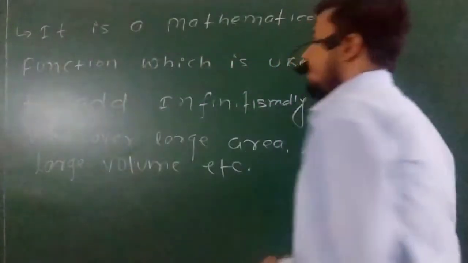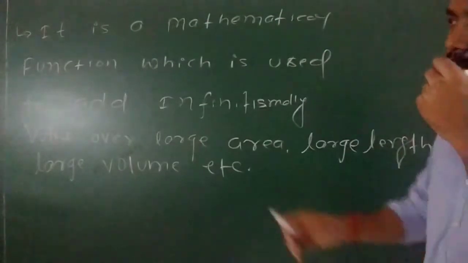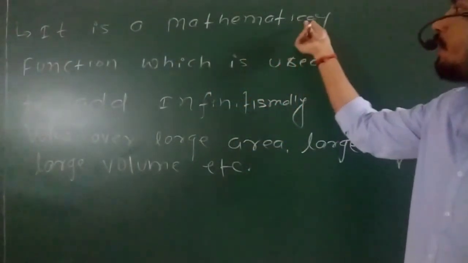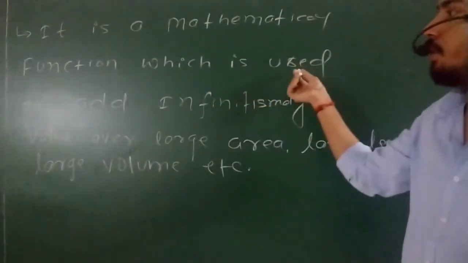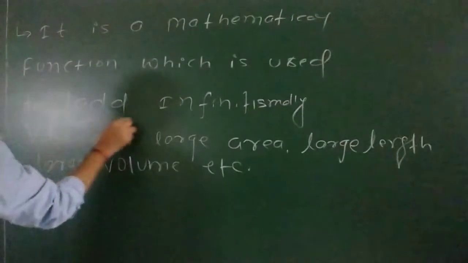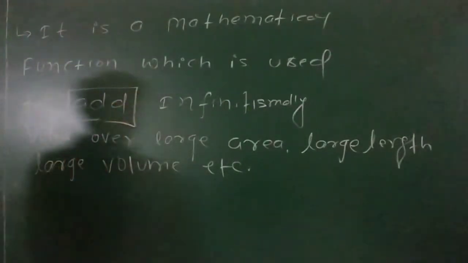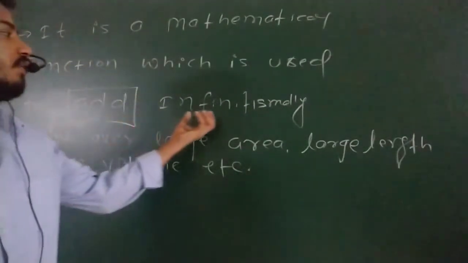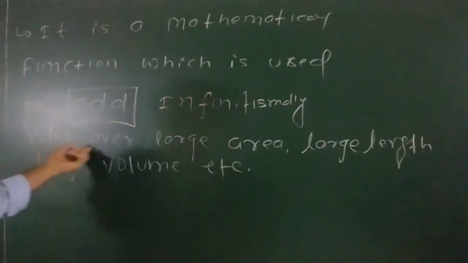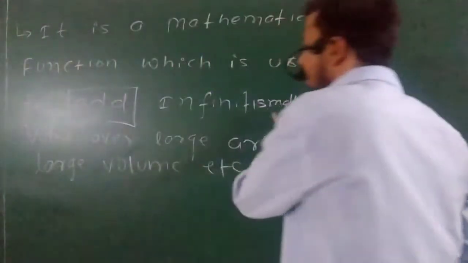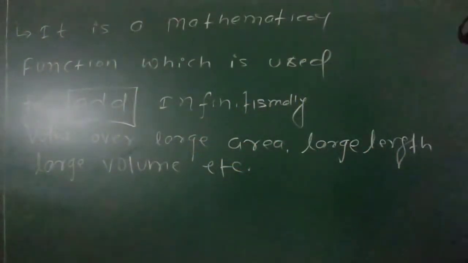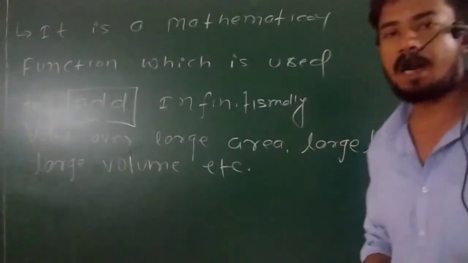So see its definition, sir. What is the definition? It is a mathematical function which is used to add. This is a very important point. This is a method of getting the addition, the sum, by adding infinitesimally small values over a large area, large surface, large volume, or large length.